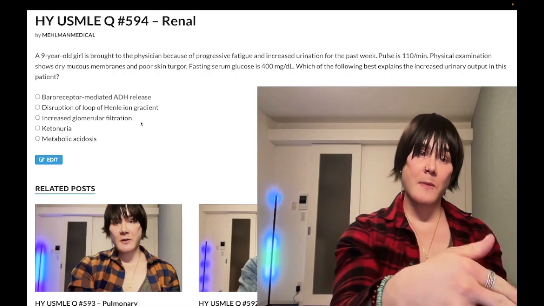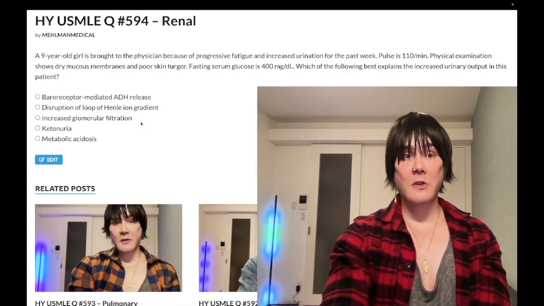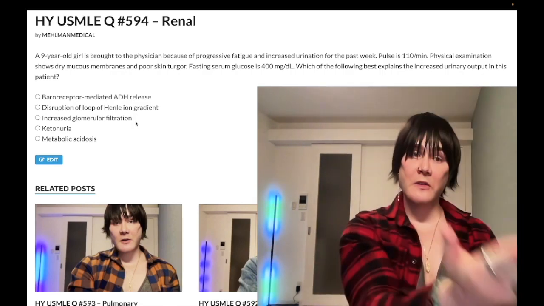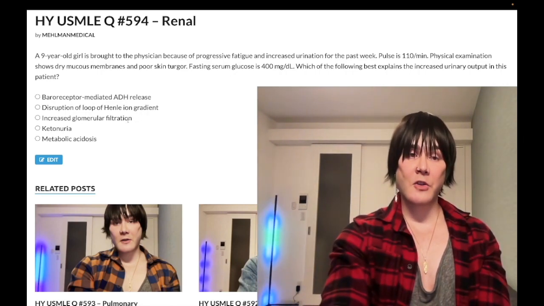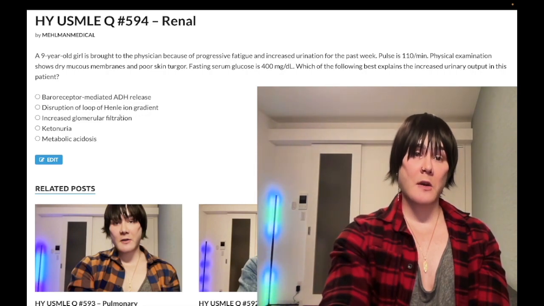And then over time, as the kidney starts to fail, GFR will decrease. Okay, definition of renal failure being reduced GFR, but initially GFR is high. Okay, and that's what causes your polyuria.